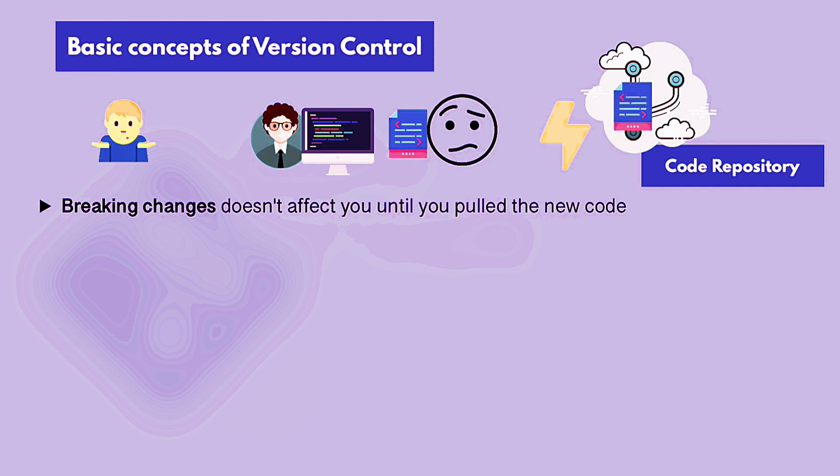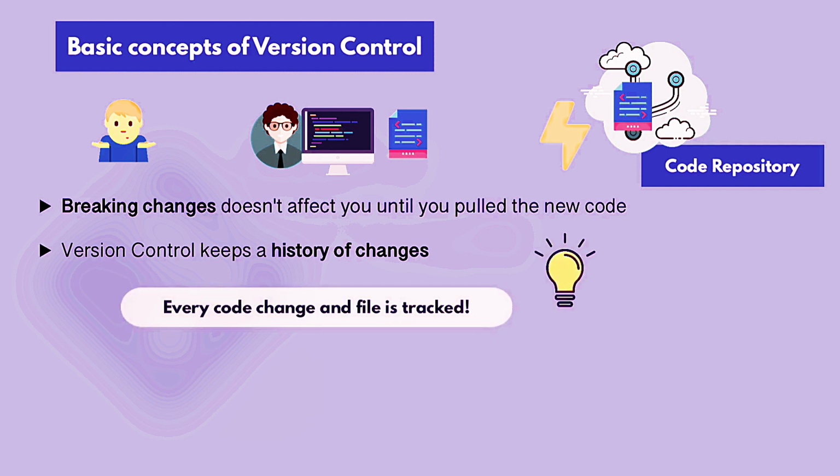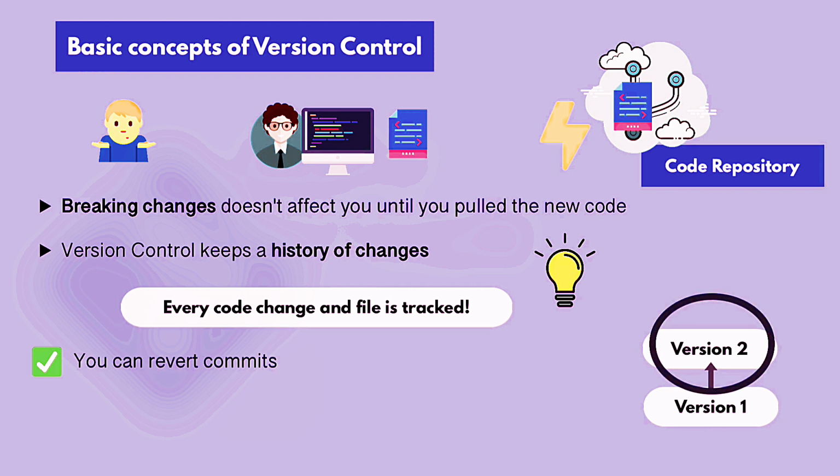But no need to panic. Version control keeps a history of the changes to the repository. So every code change in every file is tracked in Git. So every change committed by a dev team member is a new history item. And the good thing is that you can revert the commits, or you can simply go back to the previous version of the repository anytime. That's where the name version control comes from.